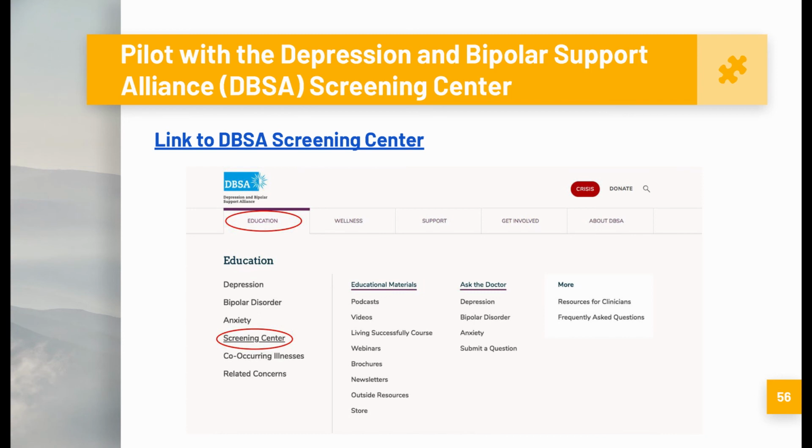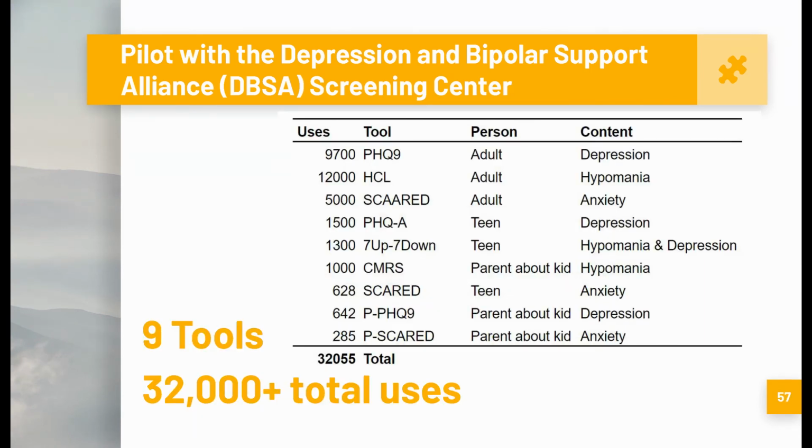One of the examples of how people are finding it and using it is that the Depression and Bipolar Support Alliance has a screening center which has links to different measures, including a dozen now that we built as part of the assessment center, and they've been used 32,000 times.